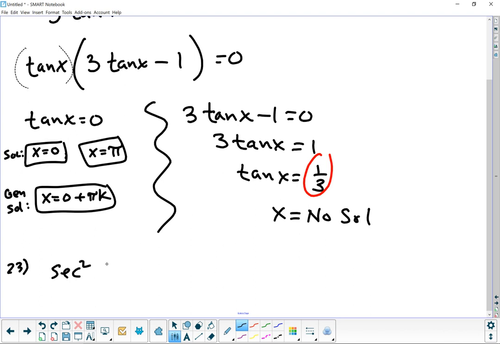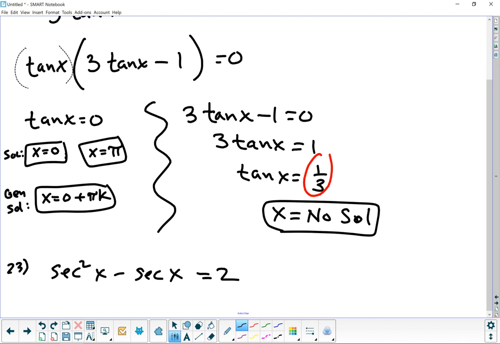Secant squared x minus secant x. Okay. Well, actually, this one has no solution from your unit circle. There is a way to figure out a solution from the calculator, but we'll talk about that some other time. For now, we'll just say no solution. I'm interested to see what the back of the book says, but I want to get through these first.